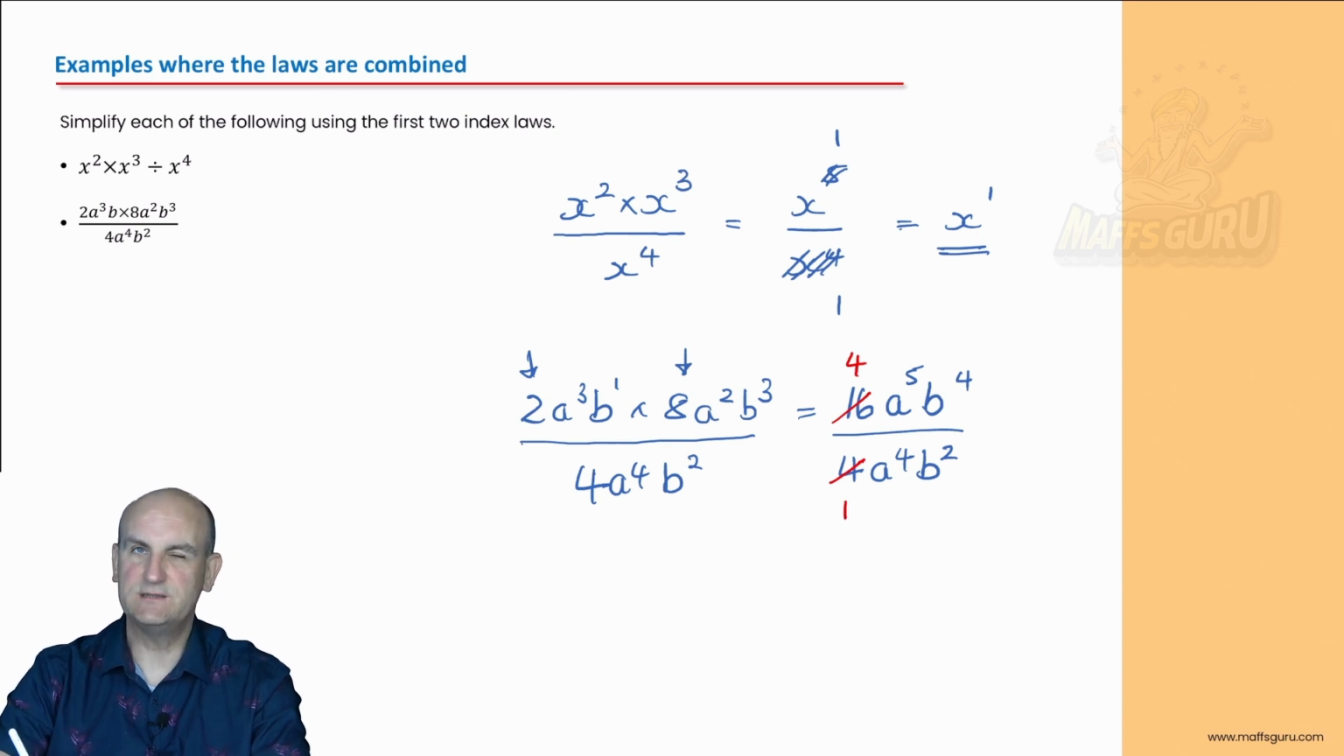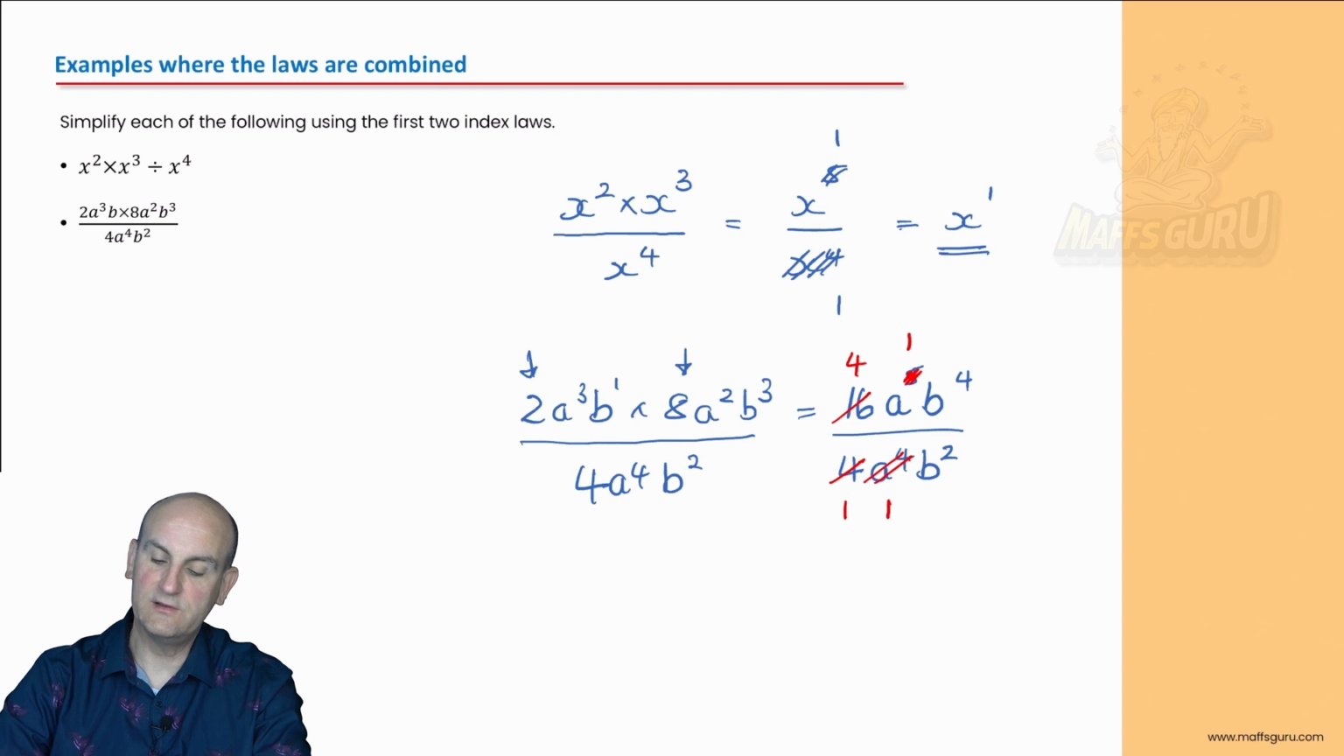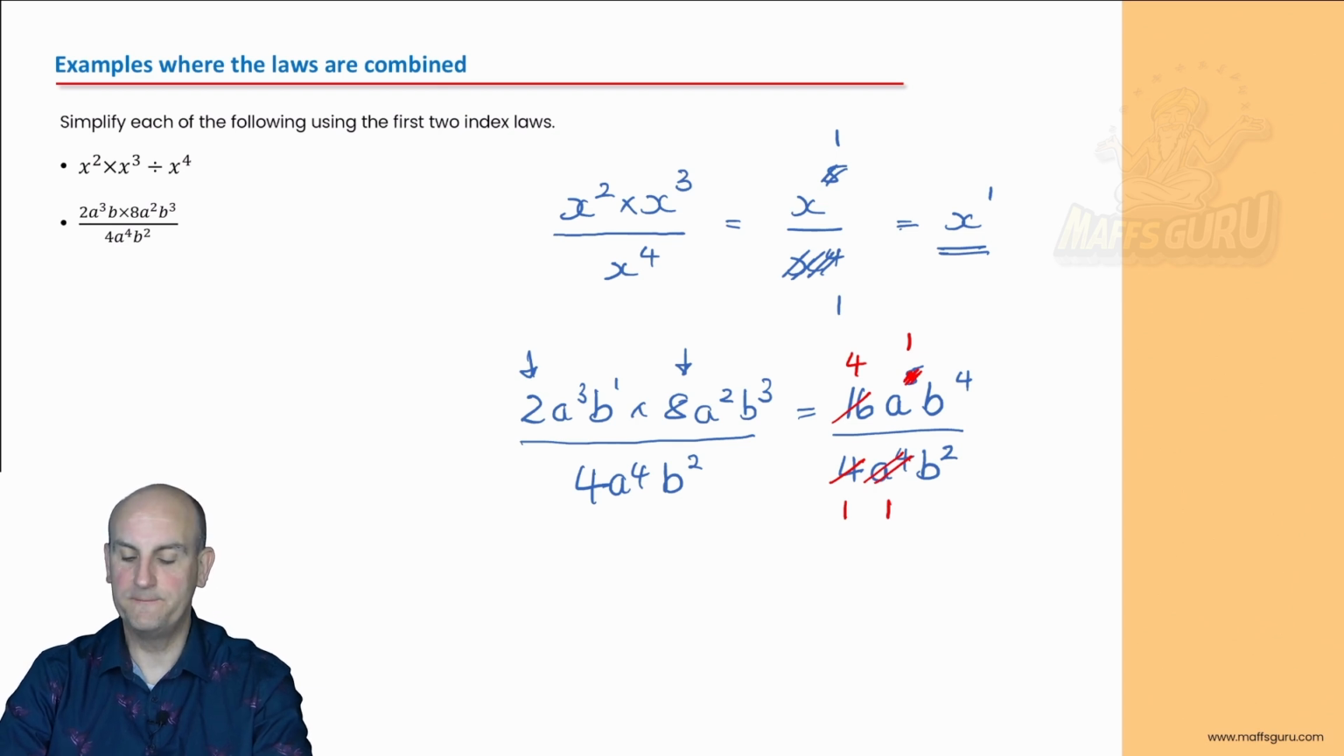I've got 5 A's on the top, 4 A's on the bottom, so 4 of those A's are going to cancel completely to leave me just 1 A. I've got 4 B's on the top and 2 B's on the bottom, so 2 of those B's are going to disappear and become 1, and 2 of those are going to become 1 to leave me with 2.